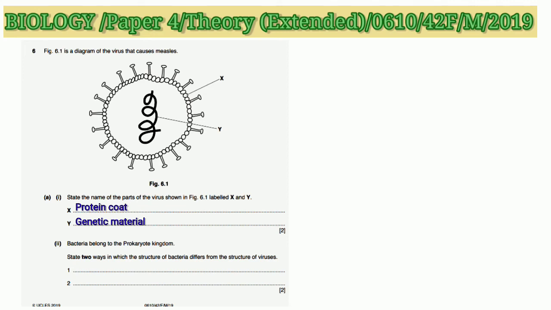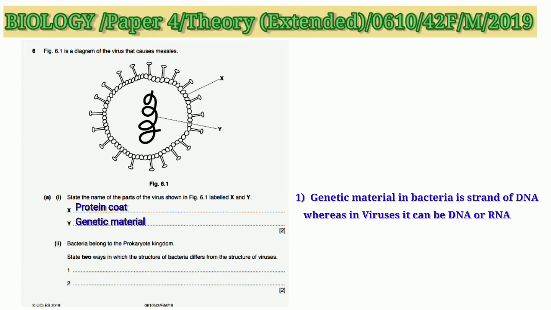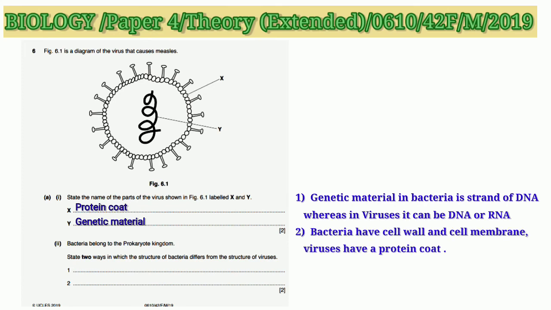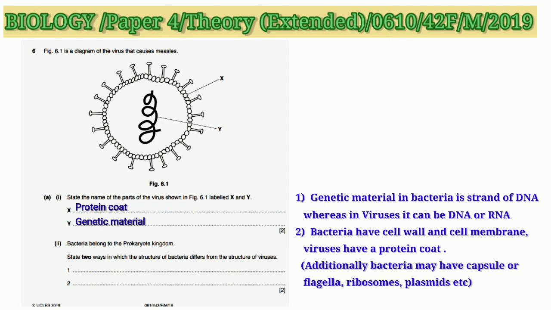Bacteria belong to prokaryote kingdom. State two ways in which structure of bacteria differs from the structure of viruses. And the answer is the genetic material in bacteria is strand of DNA, whereas in viruses it can be DNA or RNA. Second, bacteria have a cell wall and cell membrane, whereas viruses have a protein coat. Additionally, bacteria may have a capsule, flagella, ribosome, plasmids, etc.